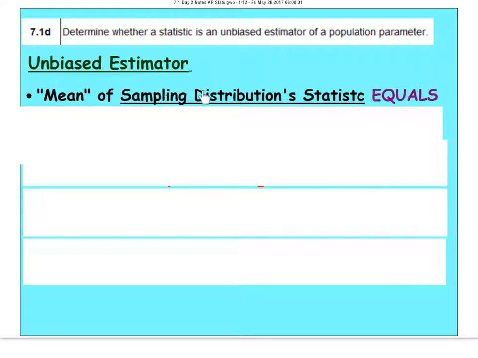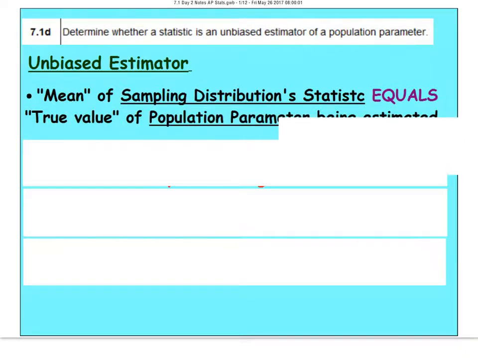So for example, on the last slides, we looked at a sampling distribution of medians. So we had all these dots on the distribution that represented medians. If I take the average of all of those medians, so take the mean of all of the statistics in that distribution, and the mean of the statistic actually equals the true value of the population parameter being estimated, it's considered to be unbiased.